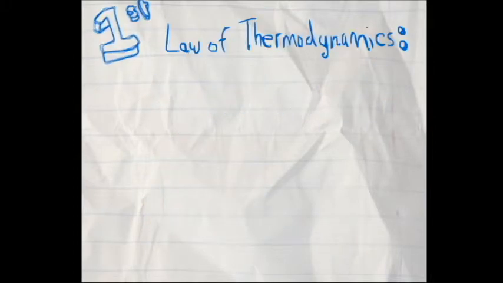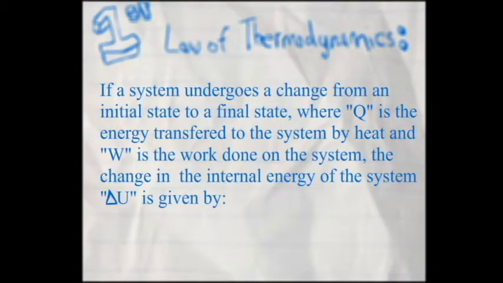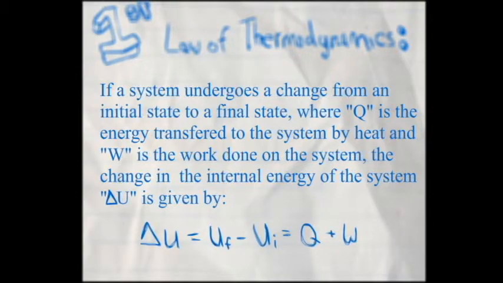Objective 3. The first law of thermodynamics states that if a system undergoes a change from an initial state to a final state, where Q is the energy transferred from a system by heat, and W is the work done on the system, the change in the internal energy of the system, change in U, is given by change in the energy of a system equals final energy minus initial energy, which also equals the energy transferred by heat plus the work done on the system.